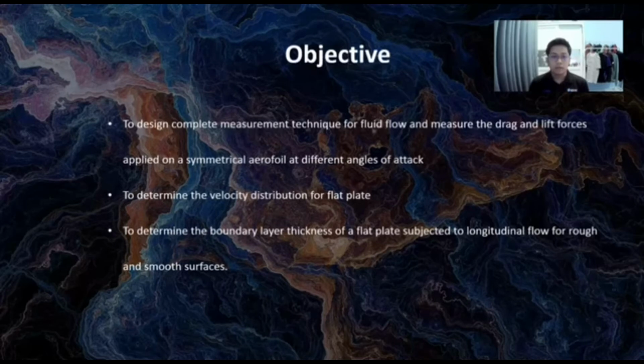Last from me, the objective. The objective is to design a complete measurement technique for fluid flow and measure the drag and lift force applied on a symmetric aerofoil at different angles of attack. Next, to determine the velocity distribution for a flat plate. Last but not least, to determine the boundary layer thickness of a flat plate subjected to longitudinal flow for rough and smooth surface. So that's all from me.